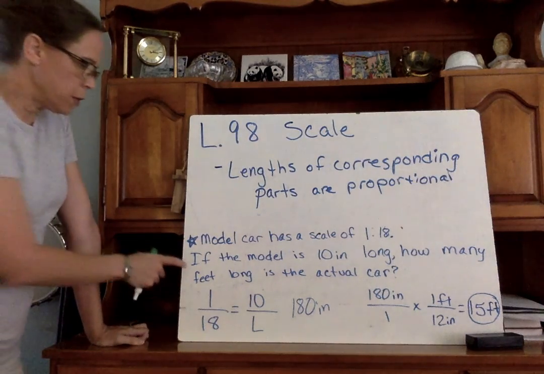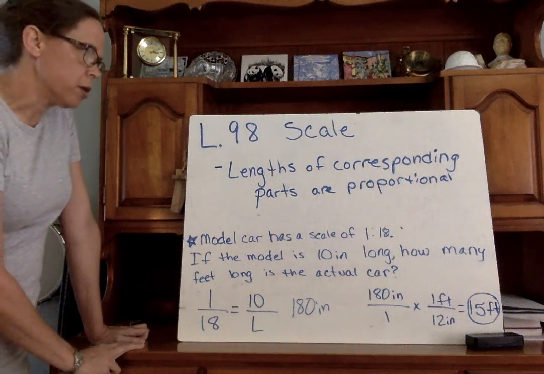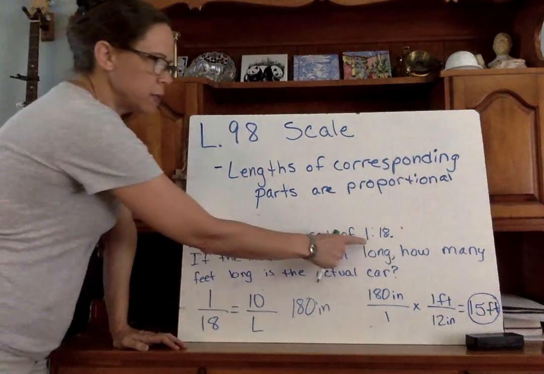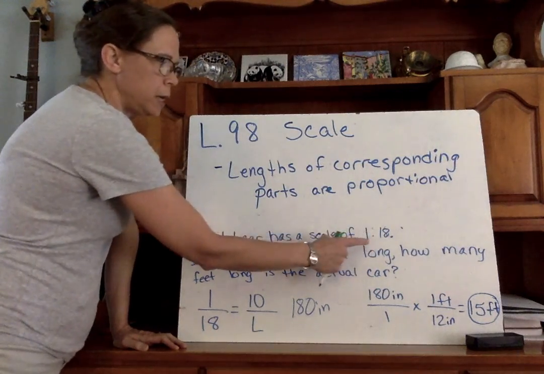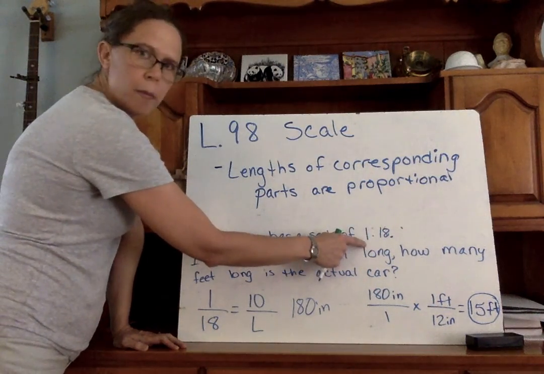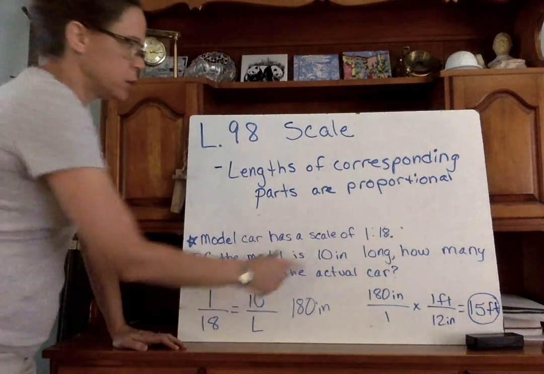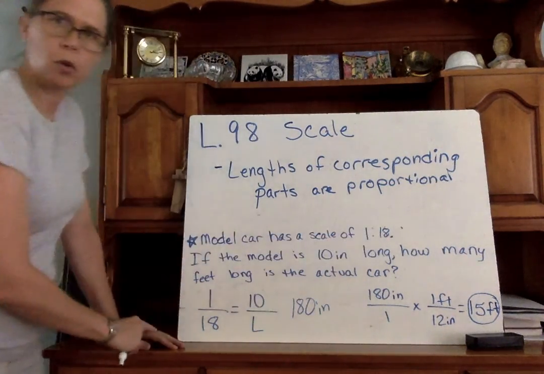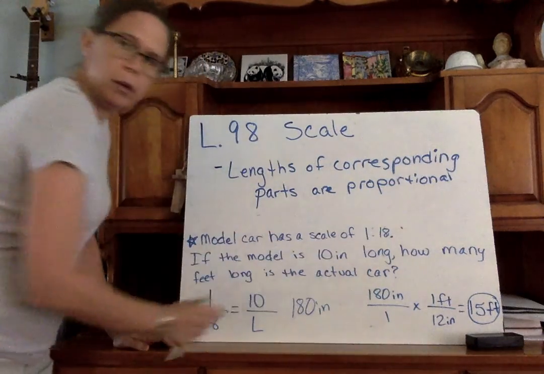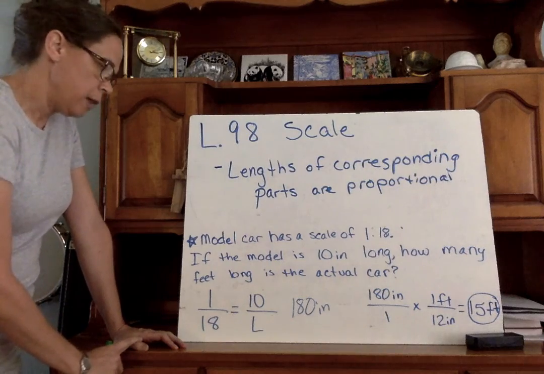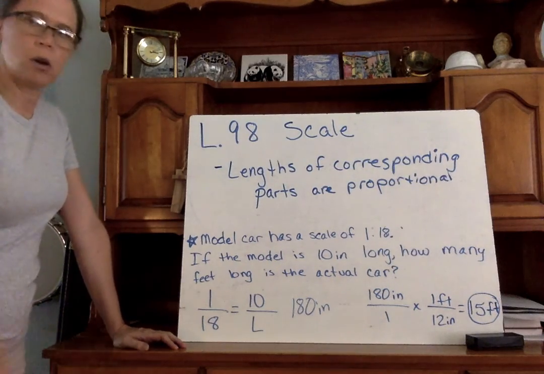Okay, so think about something along these lines. A model car has a scale of 1 to 18. So if we have a scale of 1 to 18, that means 1 inch on the model car represents 18 inches on the real car. Okay, so we have model to real, or drawing to real object. If the model is 10 inches long, how many feet long is the actual car?